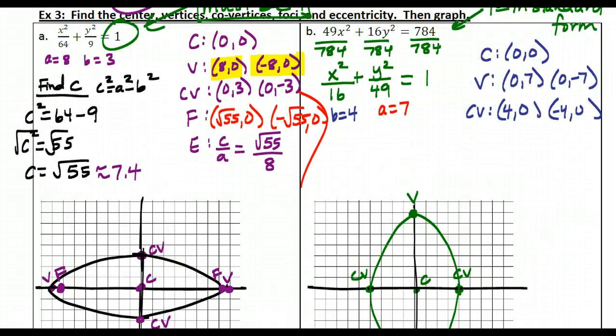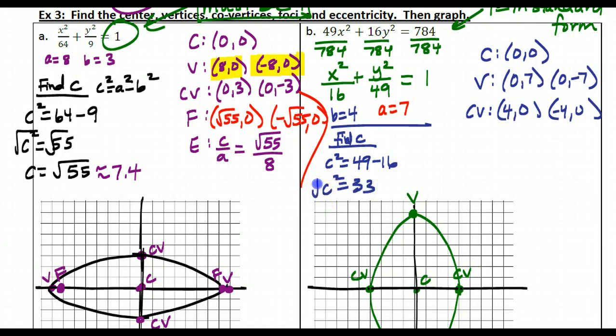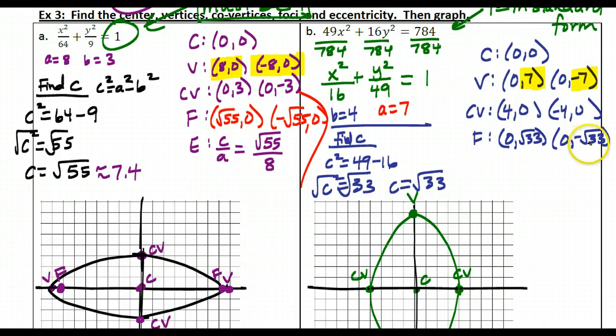I'm not done yet because I have to find my focus point. So here I go. c squared equals a squared minus b squared. 49 minus 16. Okay, so c is the square root of 33. And again, remember that your point matches with what your vertex was. So the vertex was in a y value spot, so I'm going to put it in the y value spot. So 0, square root of 33 and 0, negative square root of 33. And then the eccentricity is c over a, which is square root of 33 over 7.